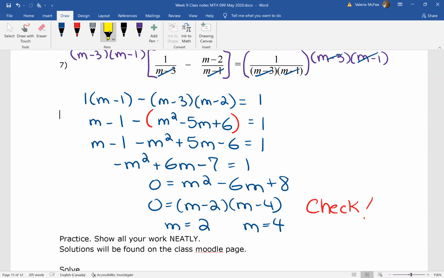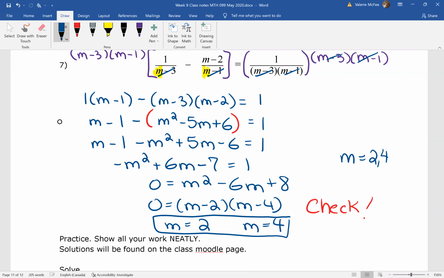First, substituting m equals 2 into each of the values of m in the denominator. They don't give me 0. And then m equals 4. They do not give us 0 either, so we have two solutions, which you also could write separated by a comma.